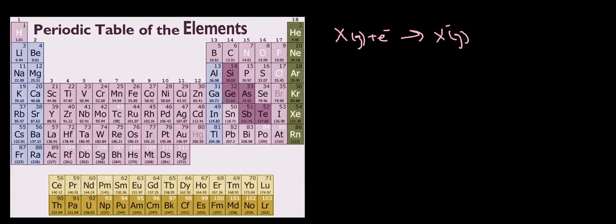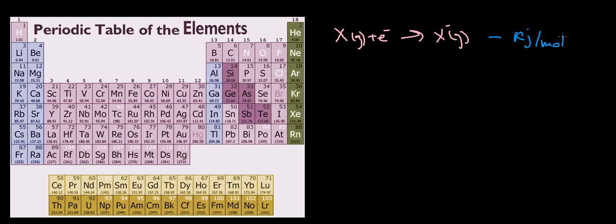The electron affinity is the change in energy that occurs when an electron is added to an element. And it's interpreted as a negative number. So what does it mean when it's a negative number?